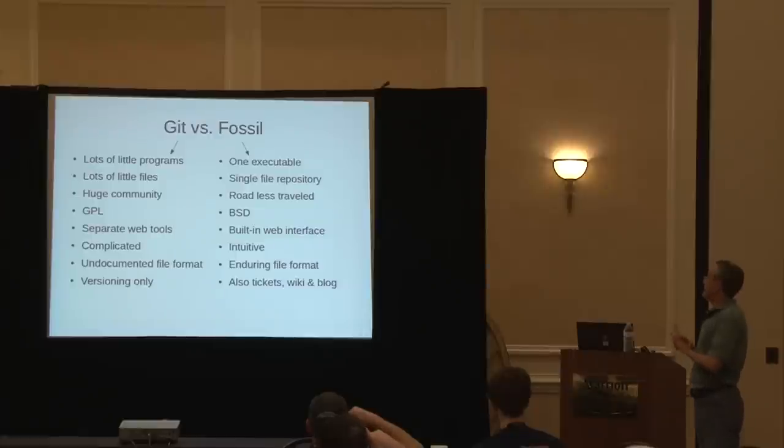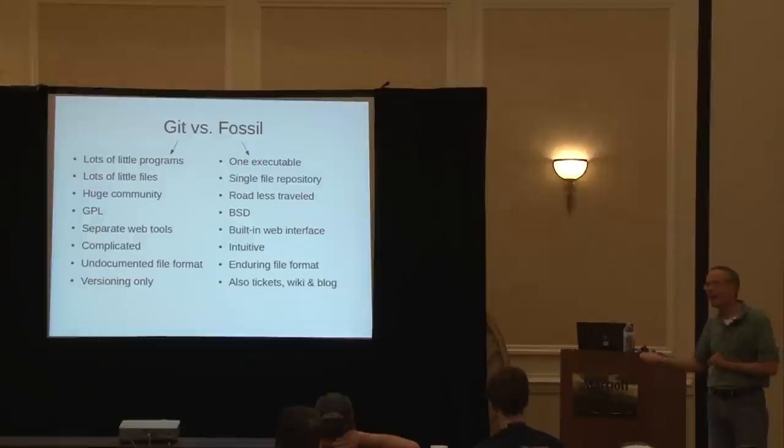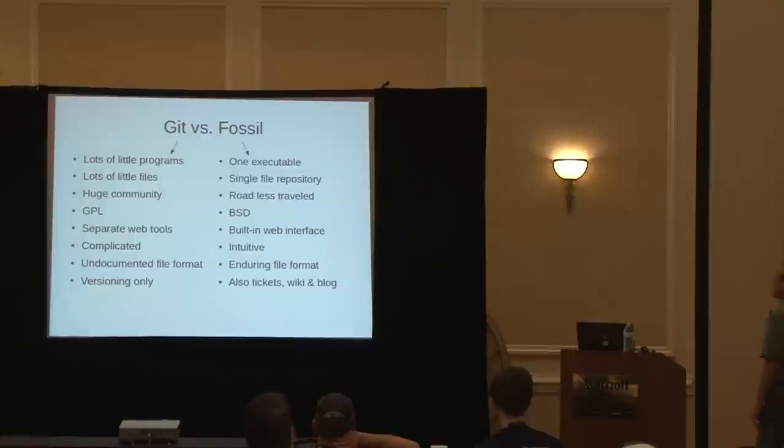I have never been able to find any documentation on the Git file format. Does anyone know where that is? I have no idea. The Fossil file format is specifically designed to be long-lasting, enduring. The words I use in the documentation are: designed to be read, used, and extended by people who are not yet born. And it's explained in excruciating detail, so it's designed to last. Git does the file versioning only. Fossil includes all this other stuff.